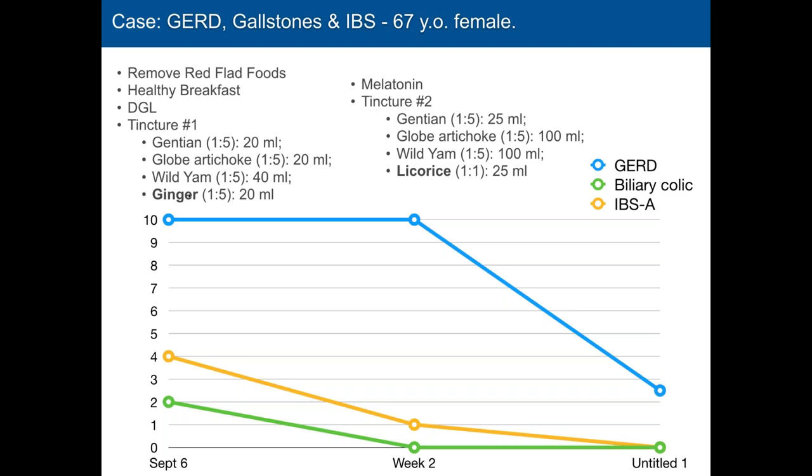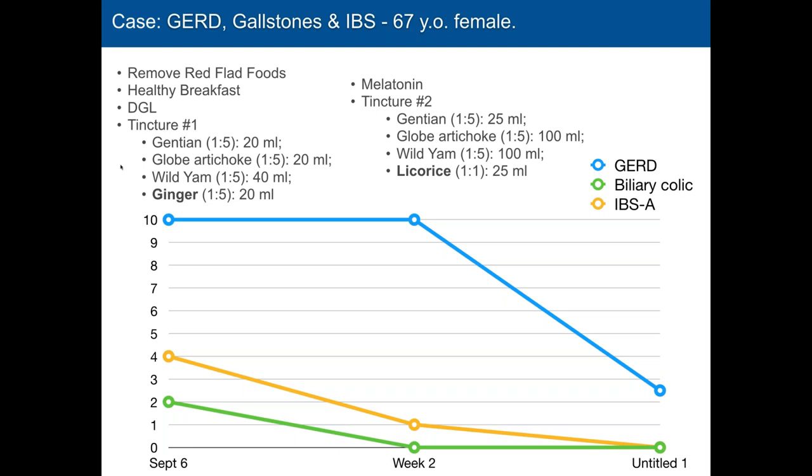reflux. Ginger even has a bit of an antacid effect to it as well, just as an aside. But sometimes when you give it with a bitter, the bitter will help to tighten that sphincter up. Anyways, she did not do well with the tincture. And I can't believe she took it for 2 weeks, even though it made things, at the very least, the same, but potentially even worse.